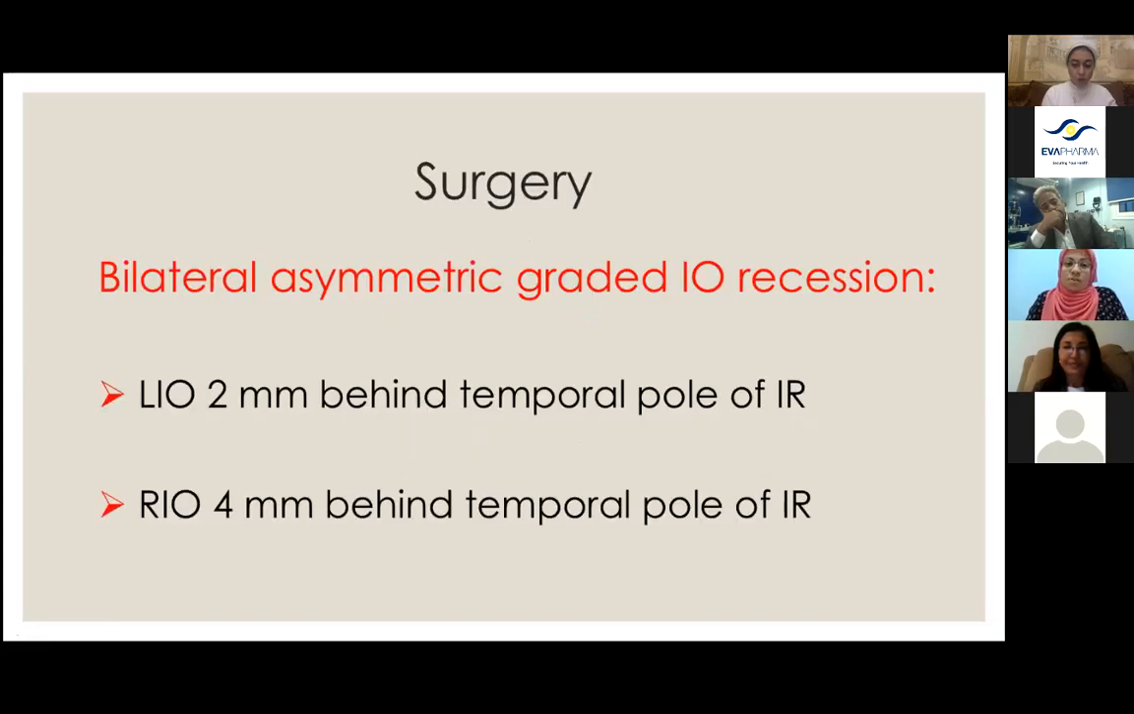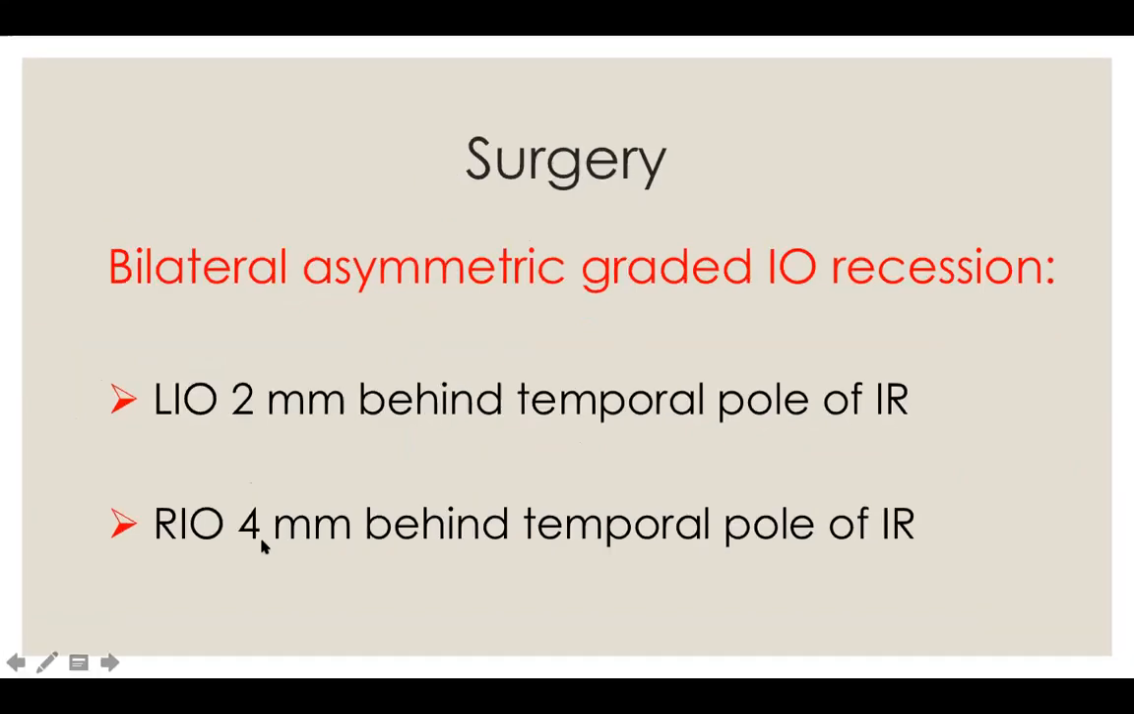And I did bilateral surgery in the form of bilateral asymmetric graded inferior oblique recession, where I sutured the left inferior oblique muscle 2 millimeters behind the temporal pole of the inferior rectus muscle, and the right inferior oblique 4 millimeters behind the temporal pole of the inferior rectus muscle. So I did more weakening of the inferior oblique in the left eye, where I was sure there was superior oblique palsy, and I did less weakening of the inferior oblique in the other eye, where I thought there was less degree of superior oblique palsy.